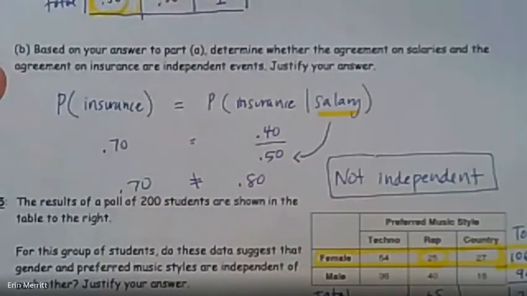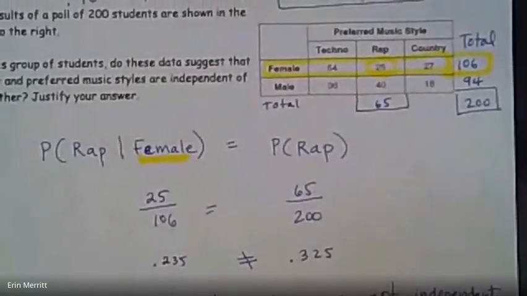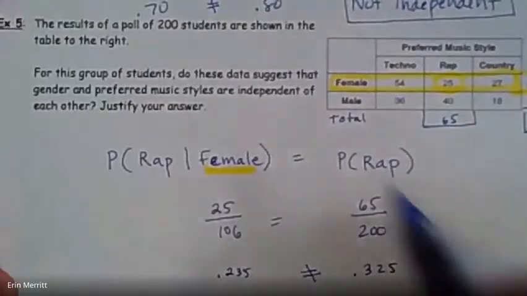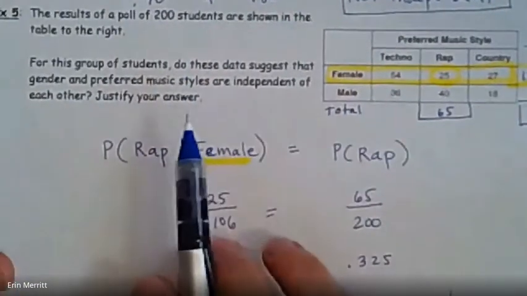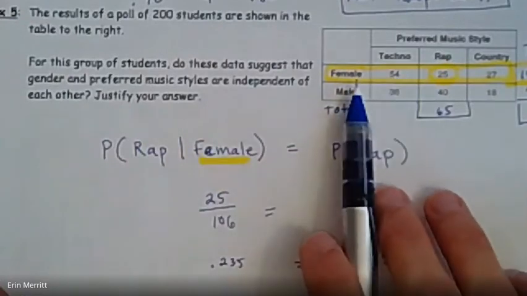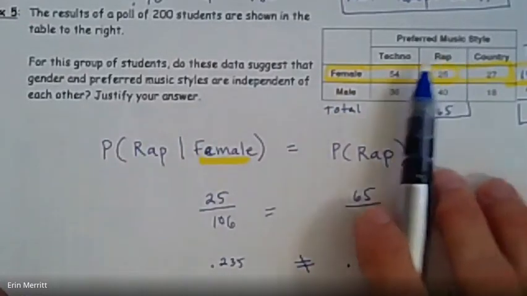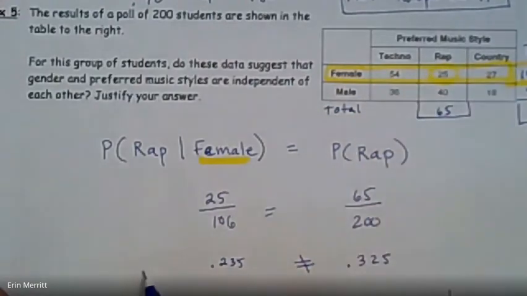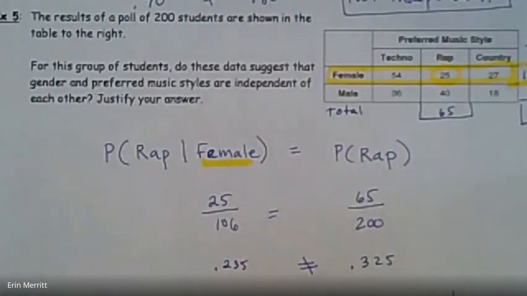All right, last question. Last question is kind of interesting because it's a little open-ended. It tells you they polled 200 kids, and then they said, for this group of students, you've got kids that are male versus female, and then music styles, and they picked specifically techno, rap, and country. Very aware that those aren't the only music styles, but it's just what's in the chart. So it says, for this group of students, did the data suggest that gender and preferred music styles are independent or not? So it doesn't matter what gender you focus on and what style of music you focus on. You just got to pick something and compare.